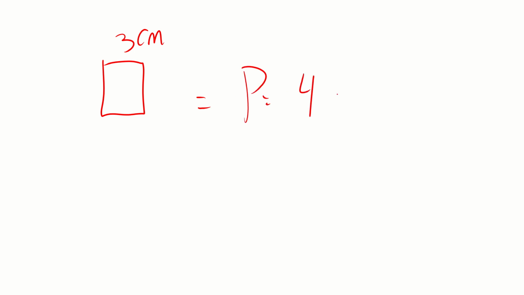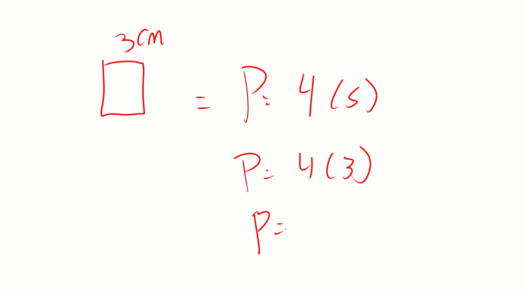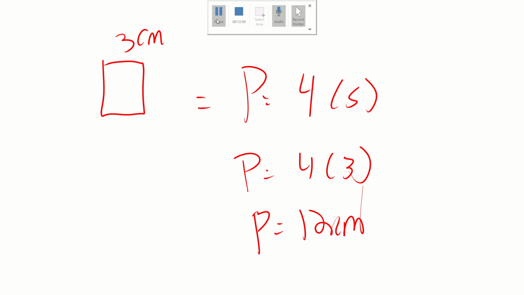So let's do a couple practices here. We don't have a lot of time, but square. Let's say it's 3 centimeters. A square is 4 equal lengths, so P equals 4S. P equals 4, we put the 3 in there, so P equals 12 centimeters. Okay, that would be a square.